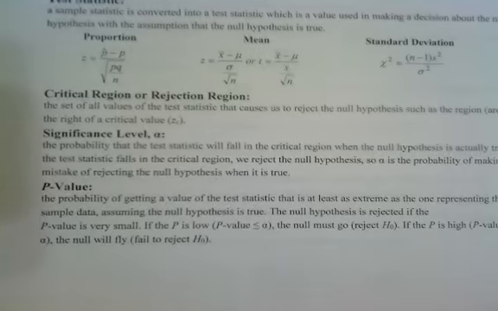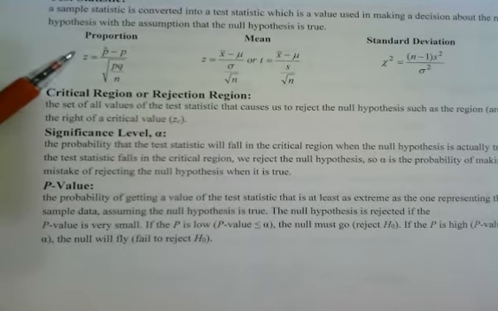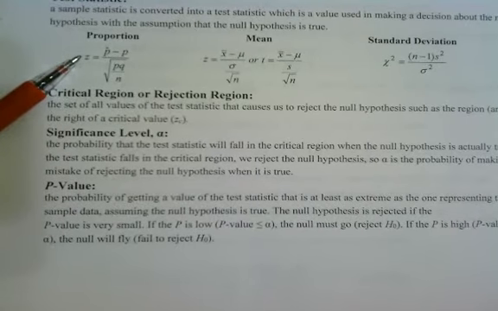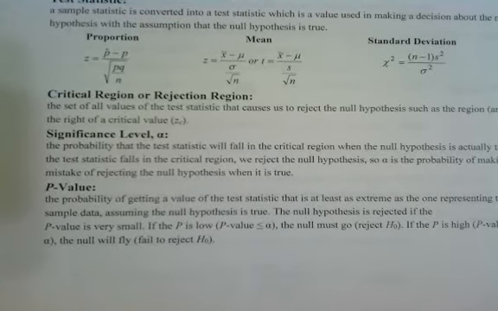P-value. The p-value is the probability of getting a value of the test statistic. So basically we're going to find our test statistic. Then we're going to find the area associated with that test statistic under the standard normal curve, and then compare that with alpha. The p-value is the probability of getting a value of the test statistic that is at least as extreme as the one representing the sample data, assuming again that the null hypothesis is true.